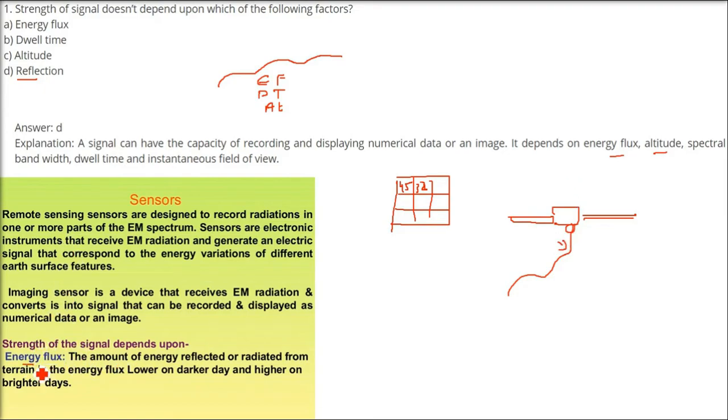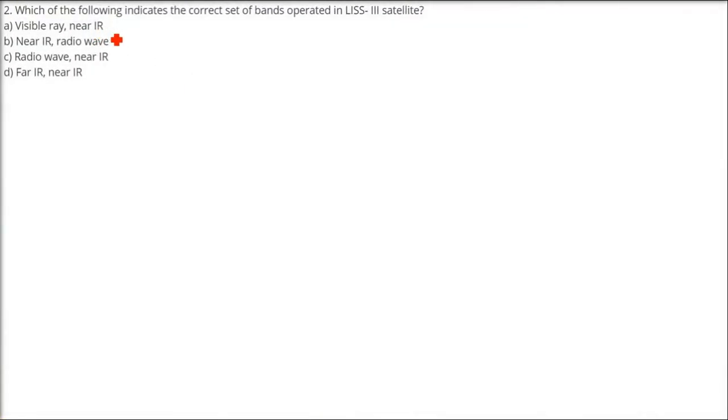There is energy flux, we are going to discuss it in the next few coming questions also. The energy flux is the amount of energy reflected or radiated from a terrain. That is, it is lower or higher depending upon whether it is a darker day or a brighter day. So I'm just giving an example of energy flux, how this affects the signal. Similarly, dwell time and altitude are also there.